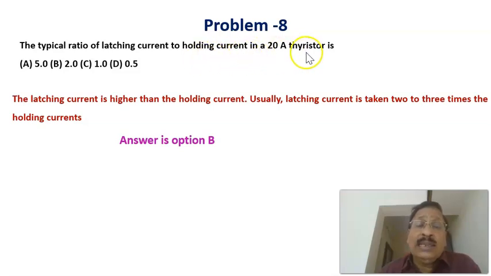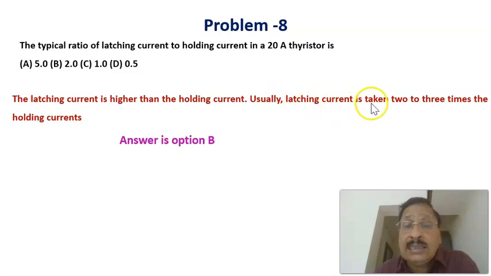And holding current is that once it is conducting, if you reduce the forward current below a certain value, it stops conducting. That is called the holding current. Therefore, what is the ratio of latching current to the holding current for a 20 ampere thyristor? The latching current is always higher than the holding current. Usually, the latching current is taken as 2 to 3 times the holding current. That is a normal method.